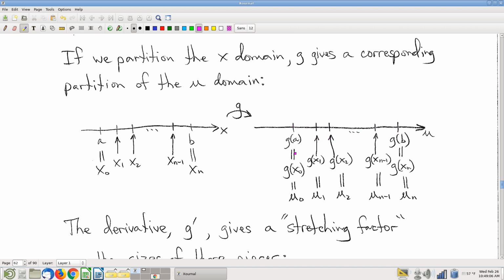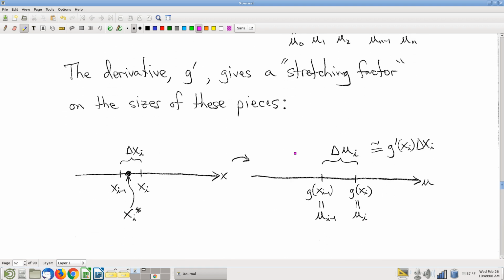Okay, how big are these little pieces? If I look at a particular subinterval on my interval on the x-axis, and a particular image subinterval on my interval on the u-axis, how big is this? What's the formula I can write down for delta u? Well, here's the formula that y'all may recall from the substitution rule. In Calc 1, we'd write du equals g prime dx. Where does that come from?